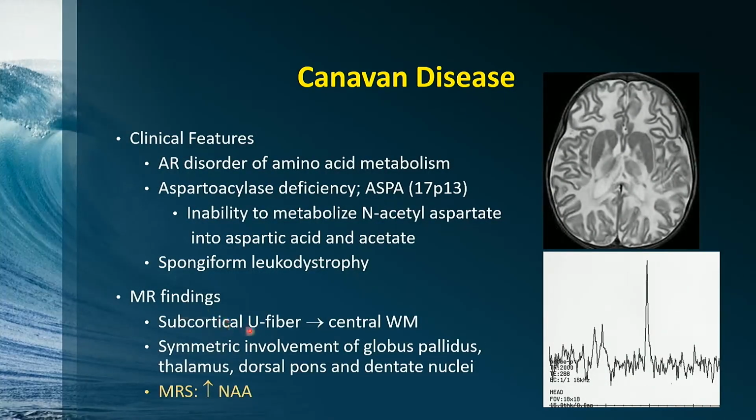Typical MR features are subcortical white matter and central white matter involvement with T2 hyperintensity, and basal ganglia and thalamus involvement. As I mentioned, when we perform MR spectroscopy, we can see a high NAA peak like that.